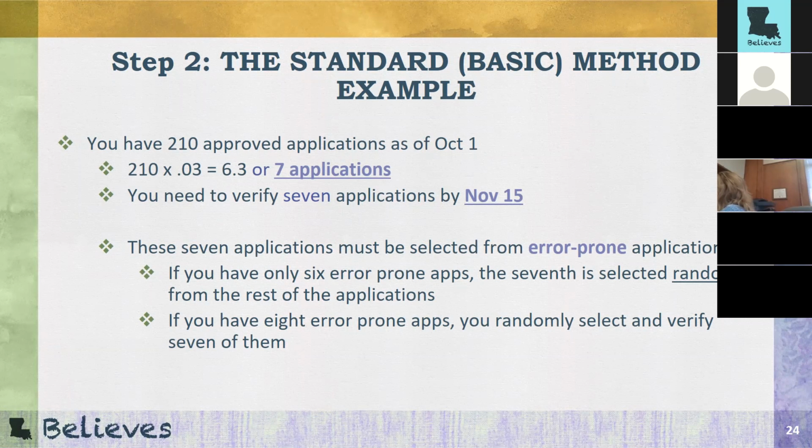210 times 3% will equal 6.3 applications. Always remember to round up to the nearest whole number, which will be 7 applications. You will need to verify 7 applications by November 15th. These 7 applications must be selected from error-prone applications. If you have only 6 error-prone applications, the 7th application is selected randomly from the rest of the applications. If you have 8 error-prone applications, you must randomly select and verify 7 of them.